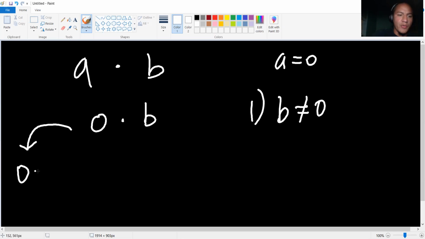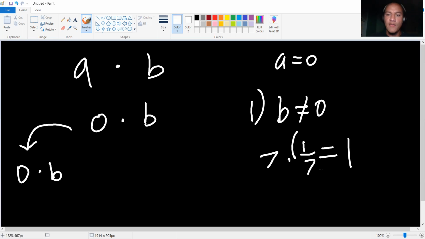If B doesn't equal 0, using the law of multiplicative inverses, you know that B has an inverse. For example, if B was 7, it's not a 0, and 7 times 1 over 7 equals 1. This is its inverse. When you multiply a number by its inverse, you get the identity, 1. Same thing with addition. If you add a number to its inverse, you get 0, the identity. 1 is the multiplicative identity and 0 is the additive identity.